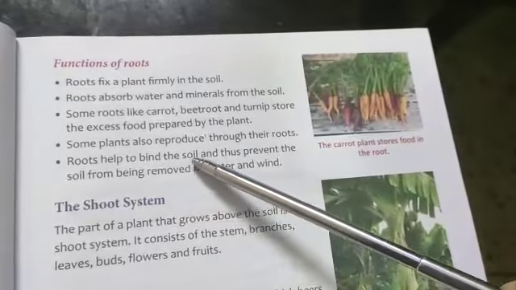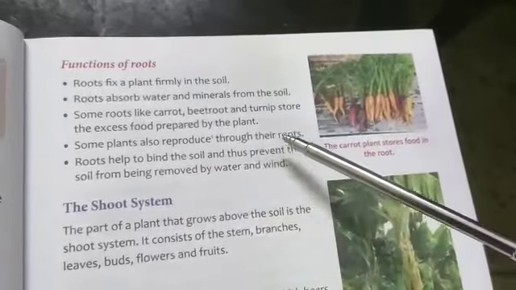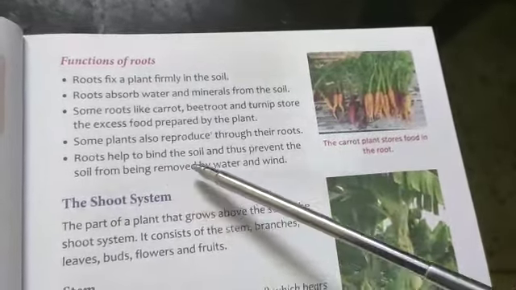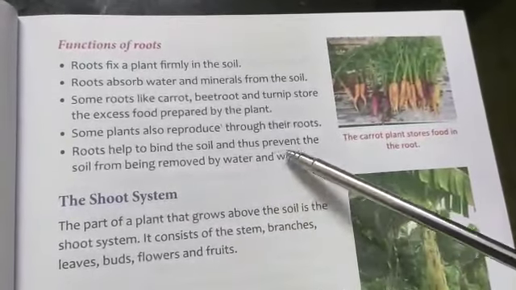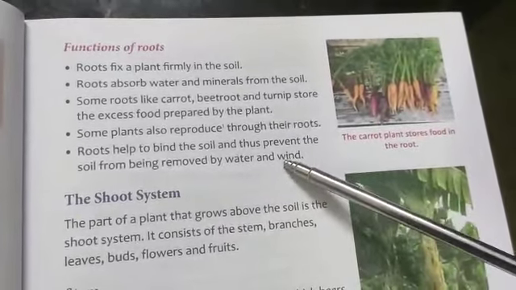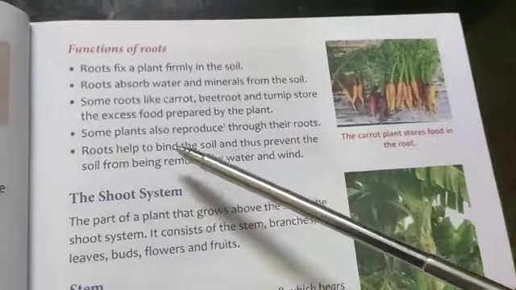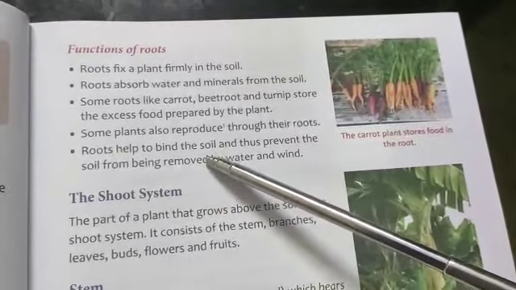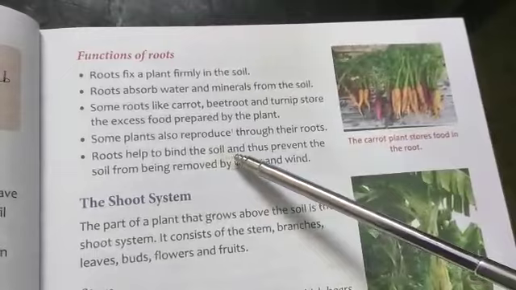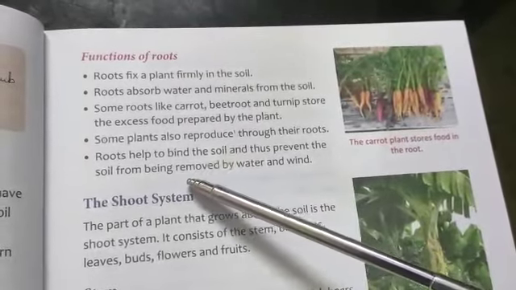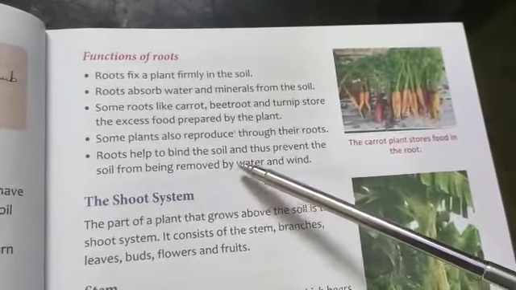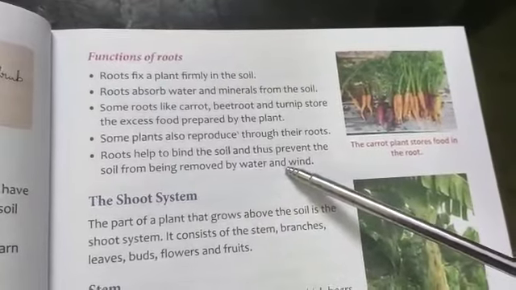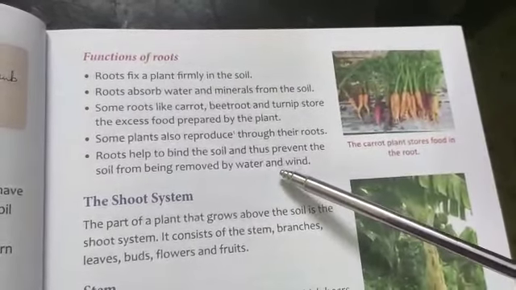Roots help to bind the soil and thus prevent the soil from being removed by water and wind. Very important function of the root. It helps to bind the soil. And the soil does not get washed away when there is water or wind that blows over them.